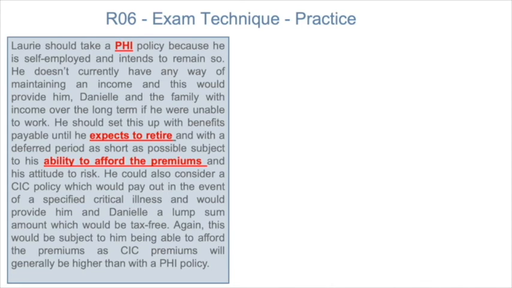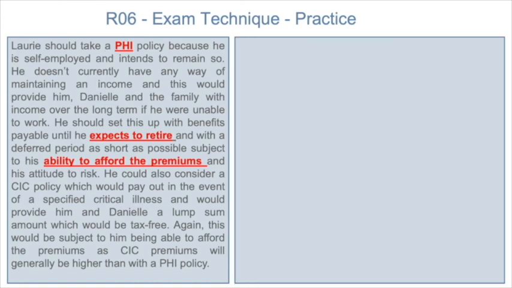And then the latter part of the answer from attitude to risk onwards is that he can consider a critical illness policy. So that is not answering the question because the question was for a long-term illness rather than a critical illness. So all those words after that are going to generate no marks. So 3 marks for candidate A.